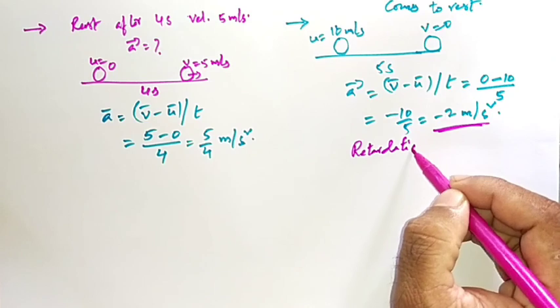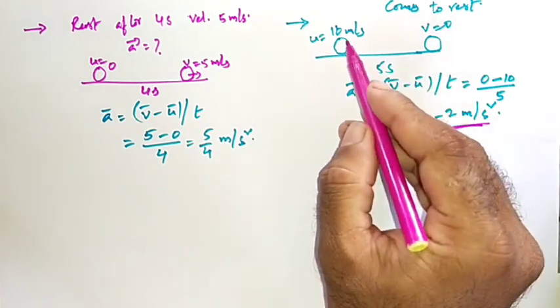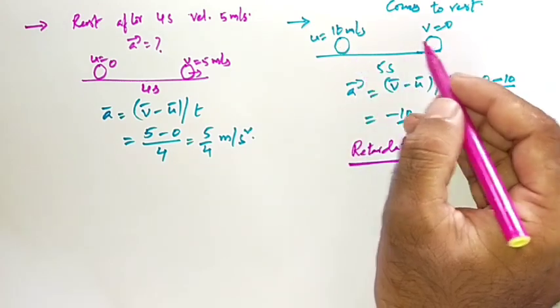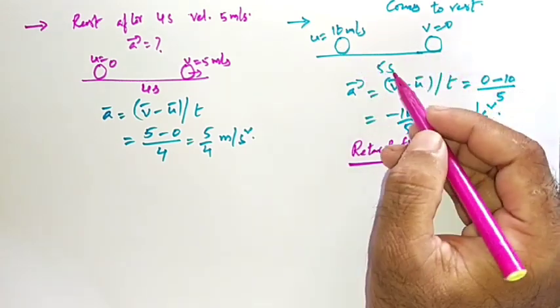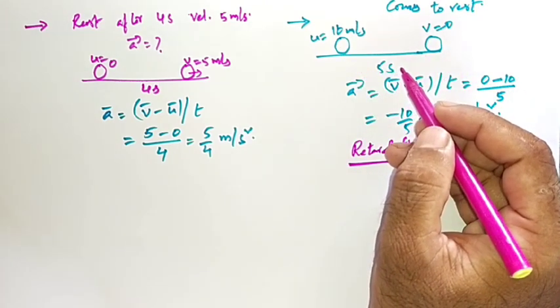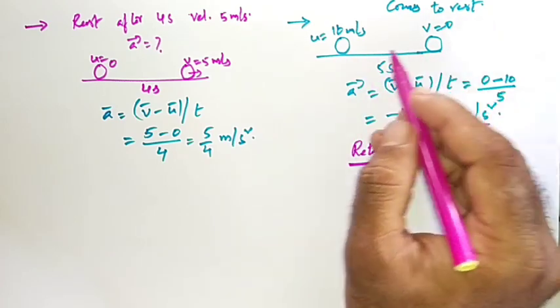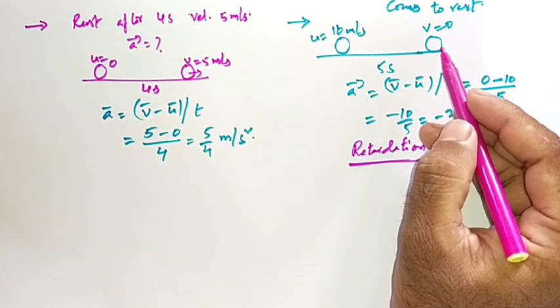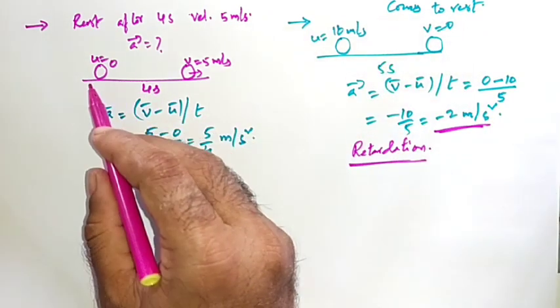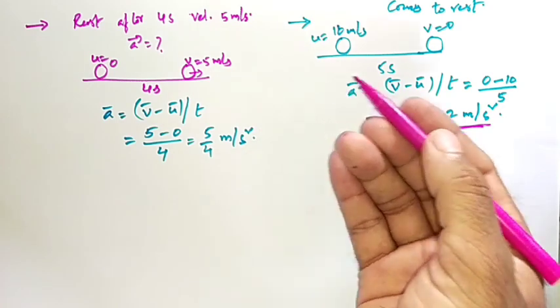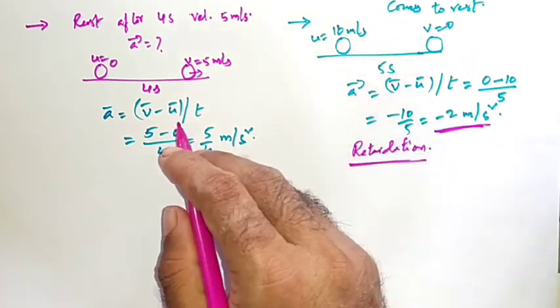It's retarding, or it's retardation, means the velocity of the body is decreasing because of the application of brakes or some force acting in the opposite direction. This motion is called retardation, retarded motion. When the velocity of the body is decreasing, its motion is retardation. When the velocity of the body is increasing, it is called accelerated motion. Accelerated motion, retardation.